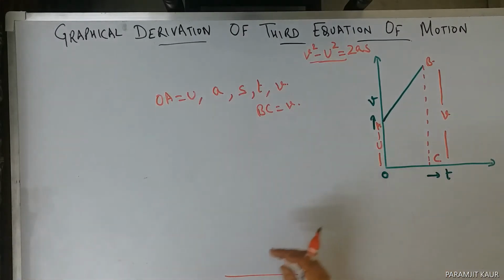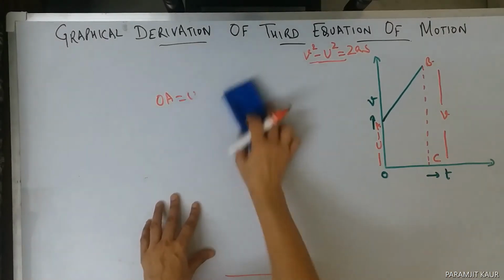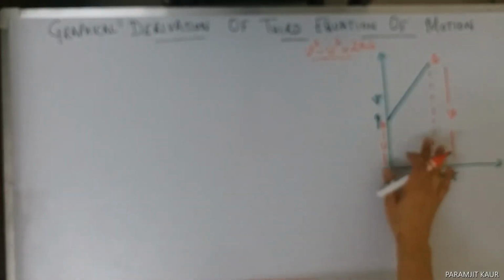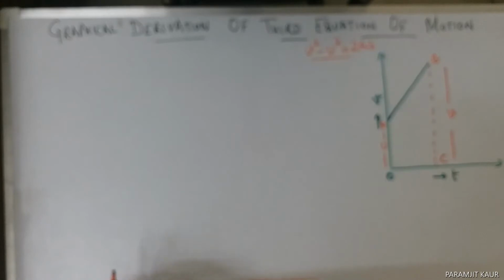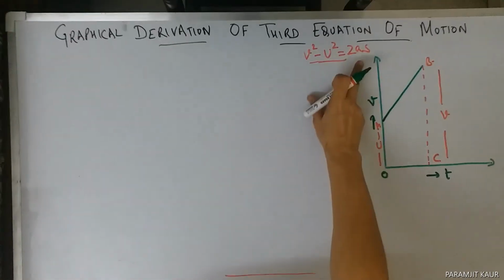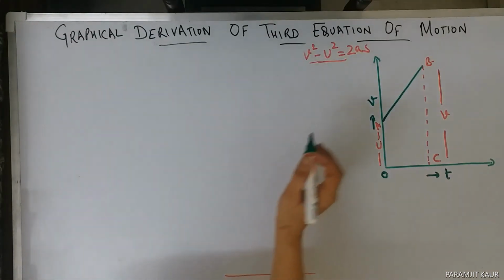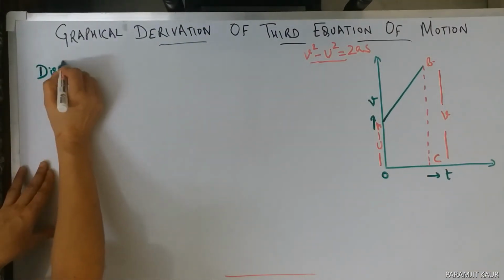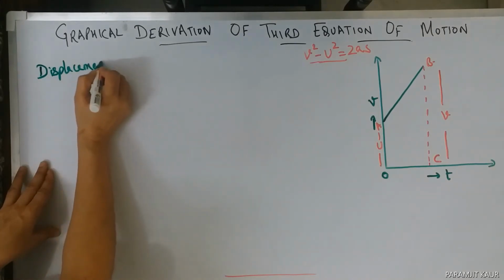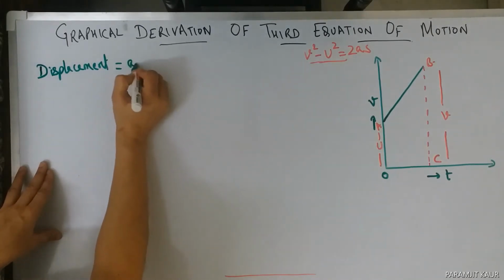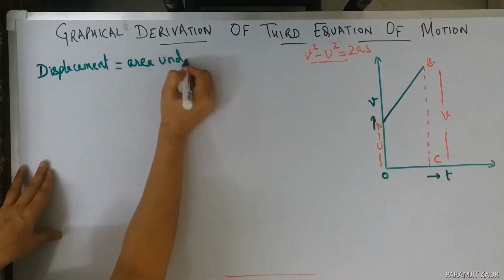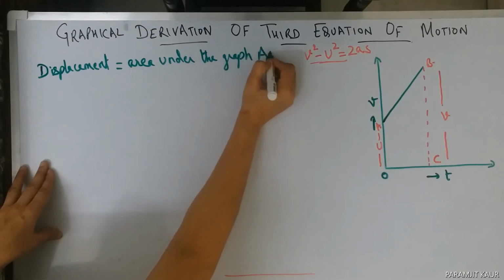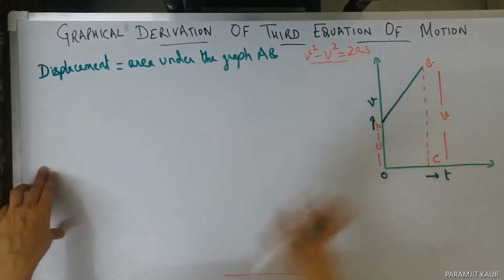Alright, so now we move to the mathematical part of the derivation of the third equation of motion. From this particular graph, we are going to find out displacement because we have the displacement term in it. So you know how we find out displacement. I'll write displacement equal to area under the graph AB. That is the name of my graph.